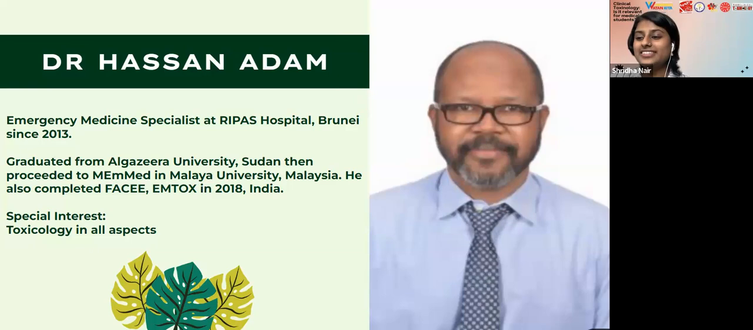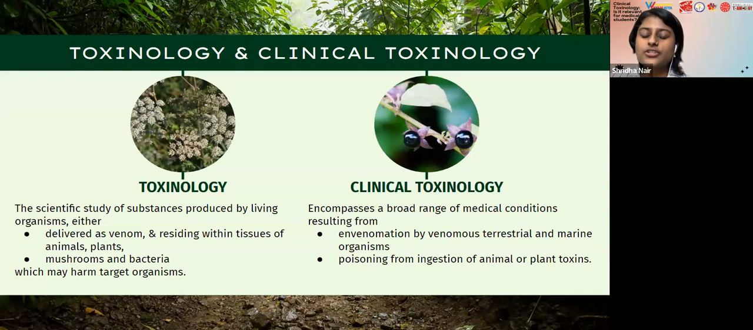Next, we will be providing a brief introduction to our fellow final year undergraduate medical students on the topic of clinical toxinology. First, we'll start with what is the difference between toxinology and clinical toxinology. Toxinology is the scientific study of substances produced by living organisms, either delivered as venom or residing within tissues of animals, plants, mushrooms, and bacteria, which may harm target organisms. Clinical toxinology encompasses a broad range of medical conditions resulting from either envenomation by venomous terrestrial and marine organisms or poisoning from ingestion of animal or plant toxins.